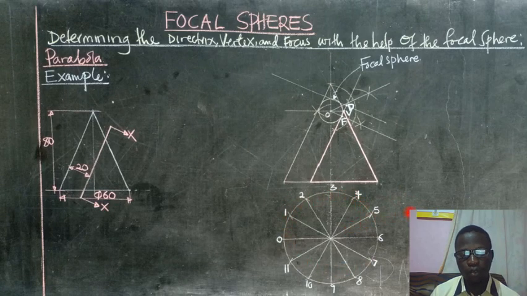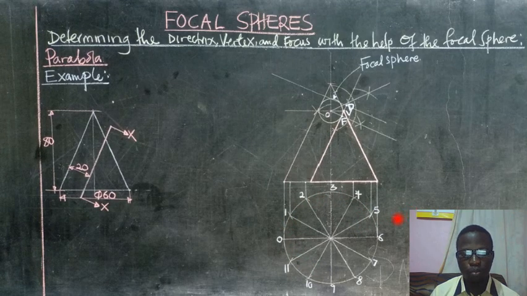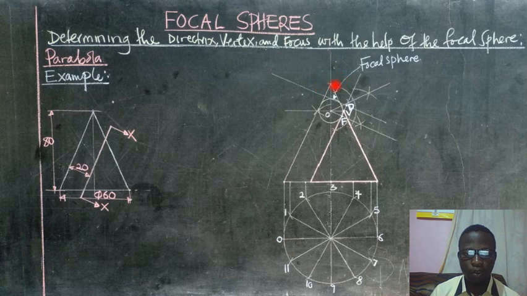Next thing is to project those points on the surface of the circle to the base of the cone itself. And having done that, we are now going to project these very points to the apex of the cone such that we obtain the cut surface here.